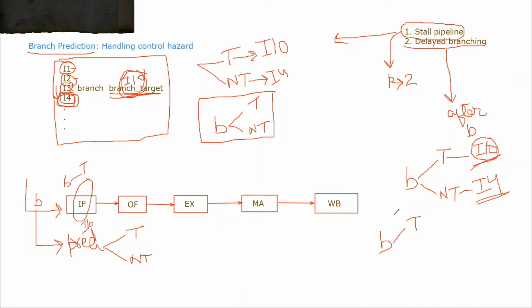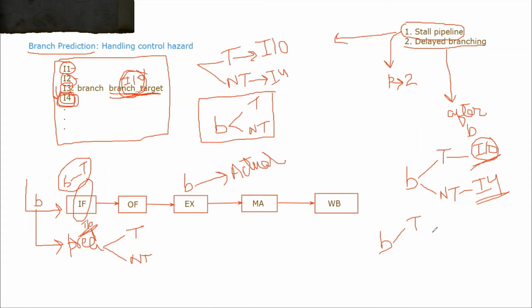So I am predicting the branch is taken, and because the branch is taken, what will be the next instruction? The next instruction is I10. Okay, so this is my prediction for the branch in the instruction fetch stage. Now, when this branch reaches the execute stage, in the execute stage we will have the actual value of the branch. Actual means we will have the confirmed value whether the branch is taken or not taken.